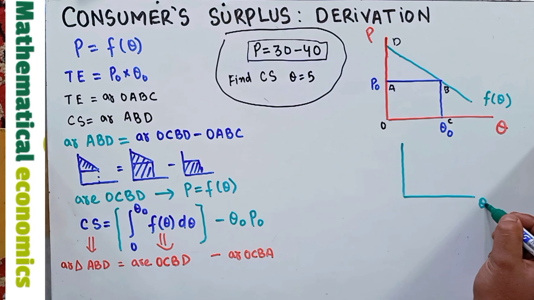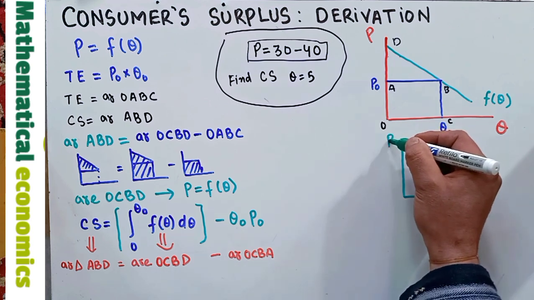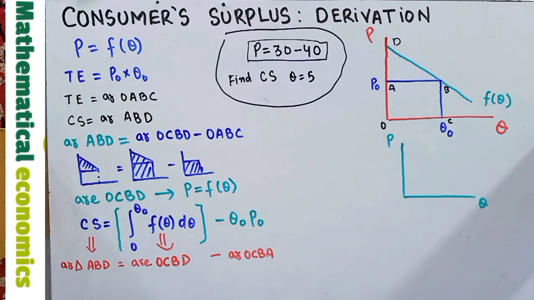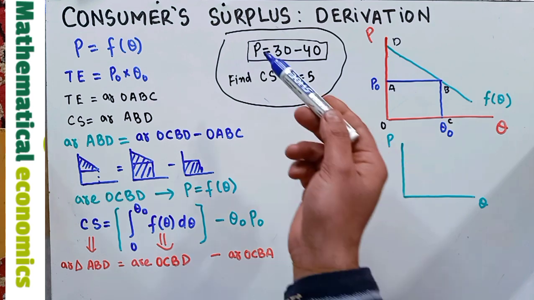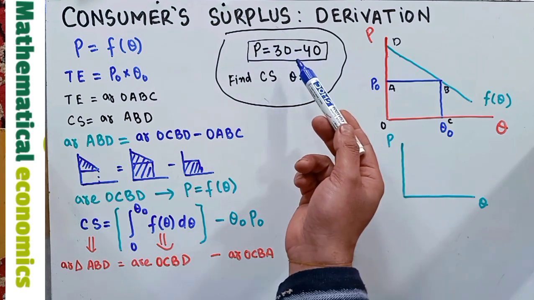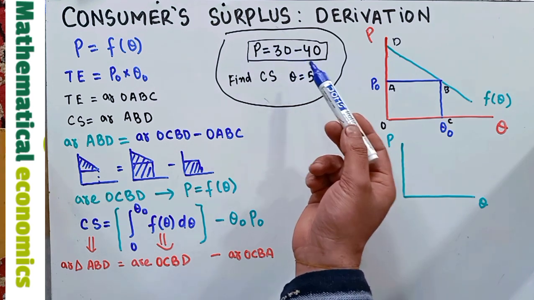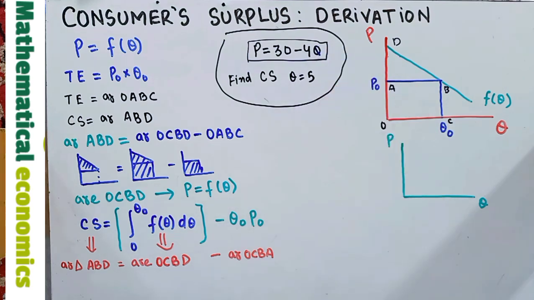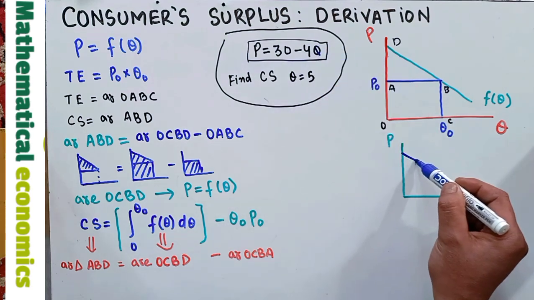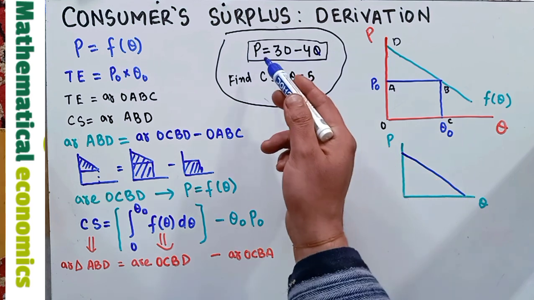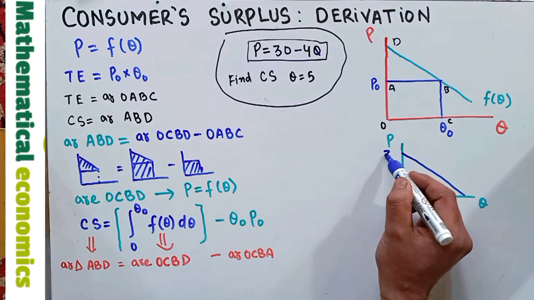We have quantity demanded on the horizontal axis, price on the vertical axis. We have a negative sloping demand curve. Okay, so here it is 4Q, sorry. So let us draw this demand curve here, and its price intercept is here 30.